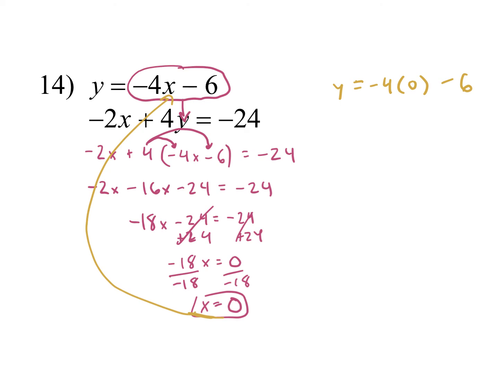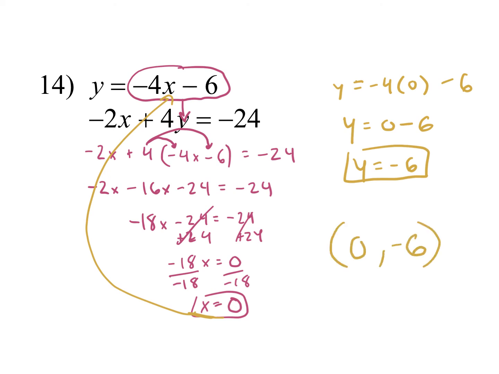So what's -4 times 0? 0. And 0 minus 6? So y equals -6. How do I write my answer? 0, -6.